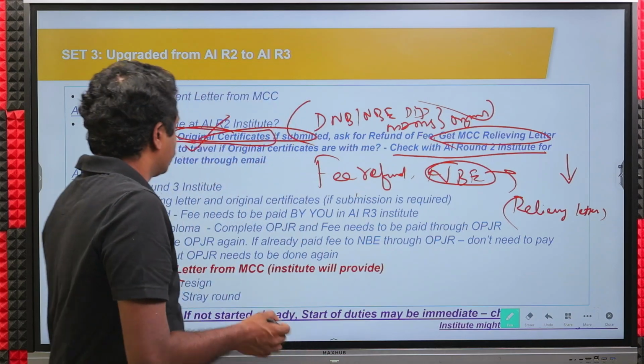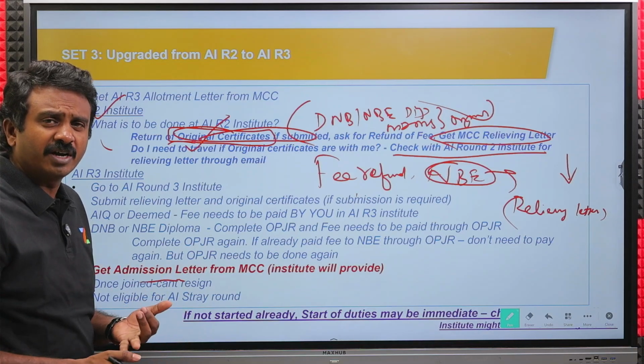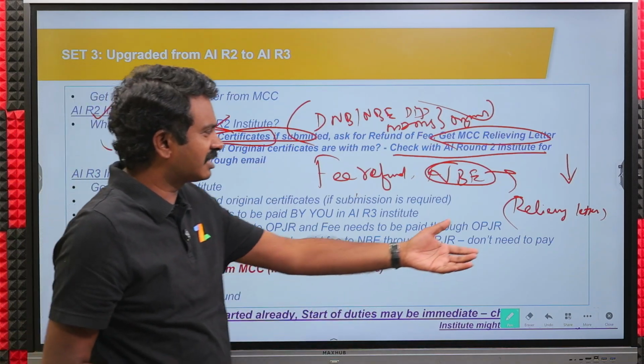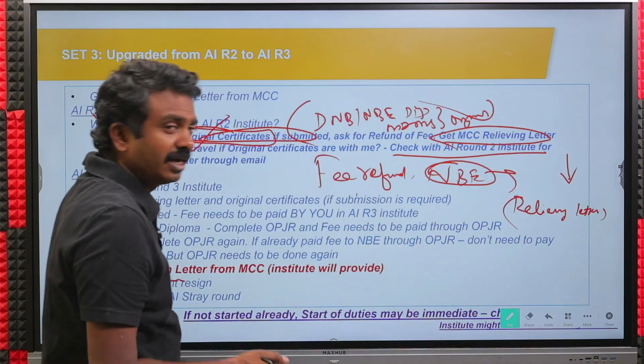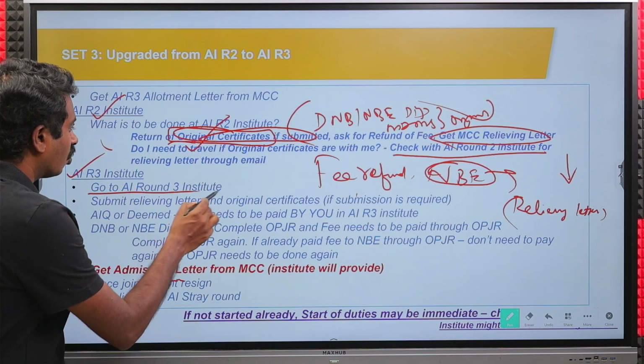That's it. Clear? In the relieving letter, whether there is a signature, or the head of the department is not available, nothing is required. Just ask them to send this PDF, that is enough. And no originals are relevant.